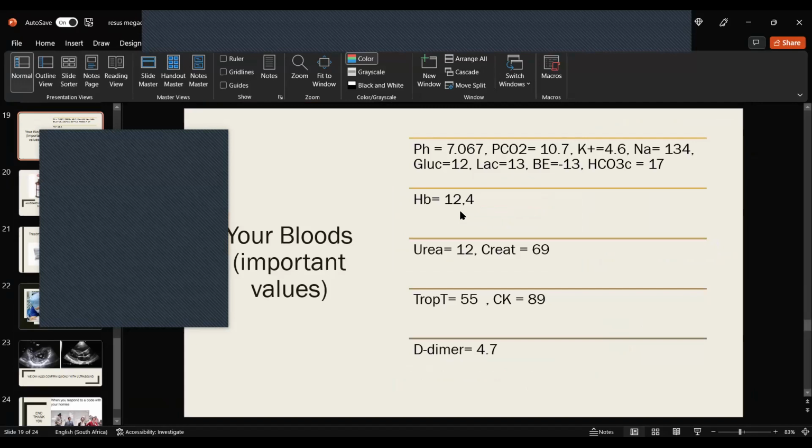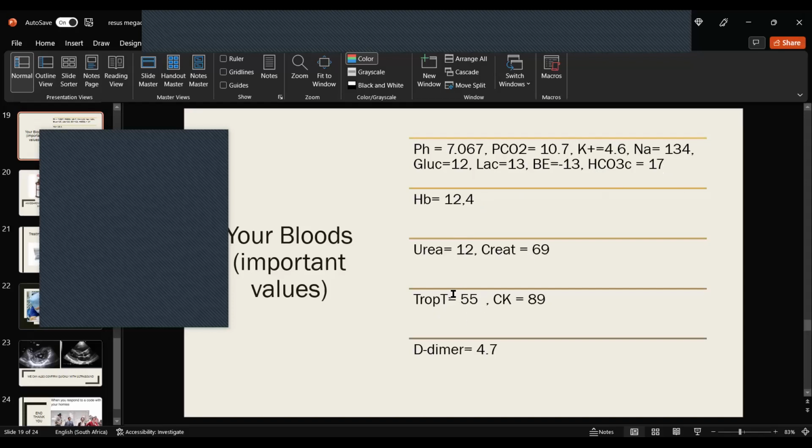So I just pulled out some important values. His pH is 7.067, so he's acidotic. And his PCO2 is 10, so it's a respiratory acidosis. Potassium is normal, sodium is normal, glucose is normal, lactate is high because of hypoxia. His base excess is quite low, minus 13, and his corrected bicarb is 17. So we know he's got quite a bad respiratory acidosis.